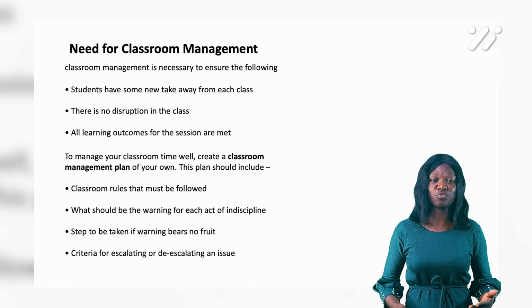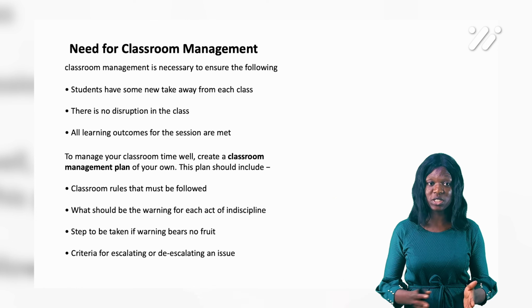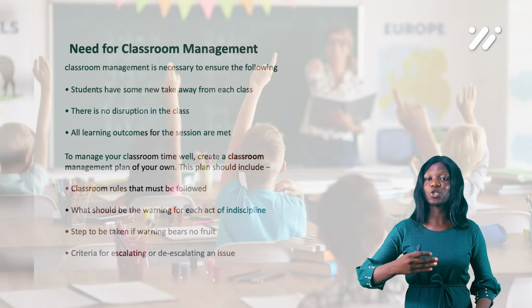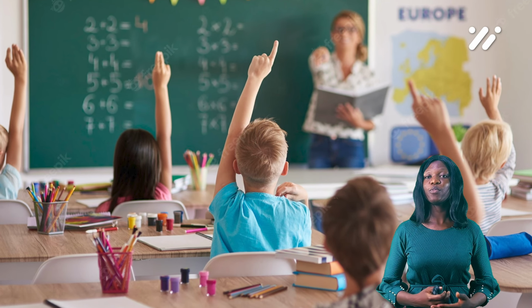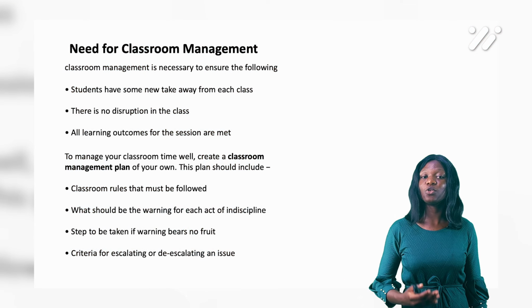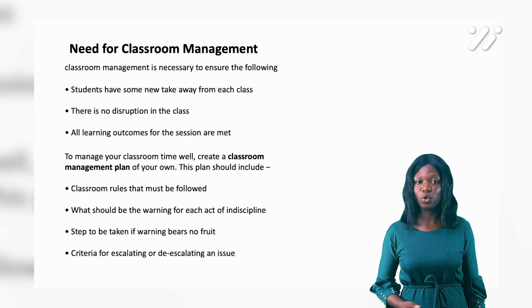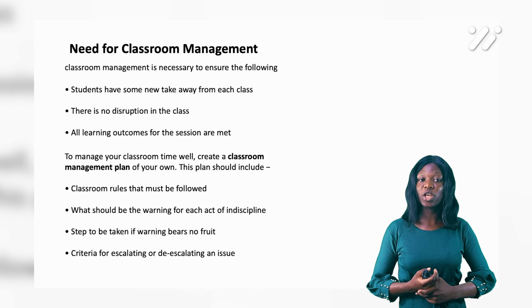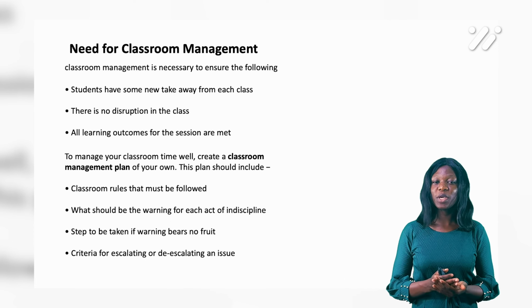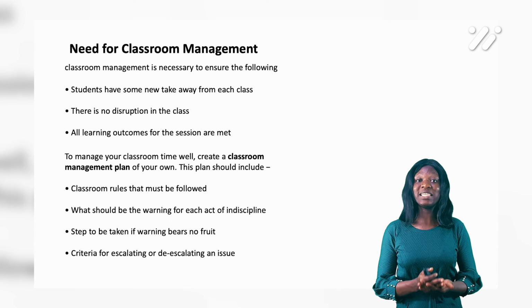Now, you get distorted in class and you begin to try to pick up from where you left off. But the moment the student raises his or her hand, you are able to pause for a moment for the student to ask the question, answer the question, then continue from where you stopped. So you lay down your classroom rules and those classroom rules must be followed. Another thing you should include in your classroom management plan is what the warning should be for each act of indiscipline.